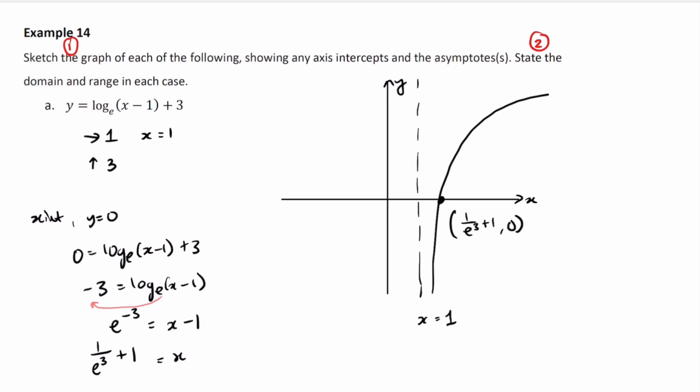So that's step 1 there. That's me sketching the graph. I'm now going to state the domain and the range. So for the domain, x is going to be an element of everything from 1 to infinity, and for the range, y is going to be an element of R. And that's it.